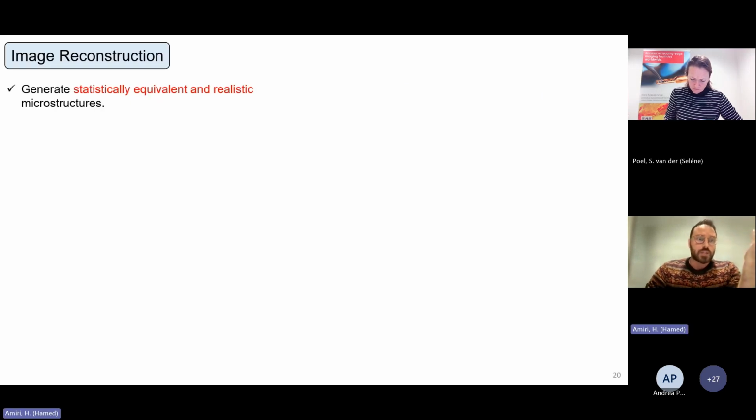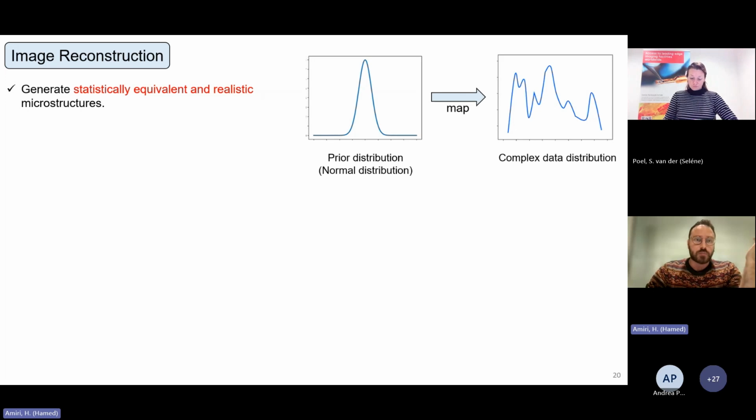So this image reconstruction, we do it with a generative model. The core idea in the generative model is that you can sample from a prior distribution, which is usually a normal distribution, and then you map it to the complex distribution of the training data. And if you can learn such a mapping, then you can sample from the normal distribution and generate statistically equivalent and realistic microstructures.